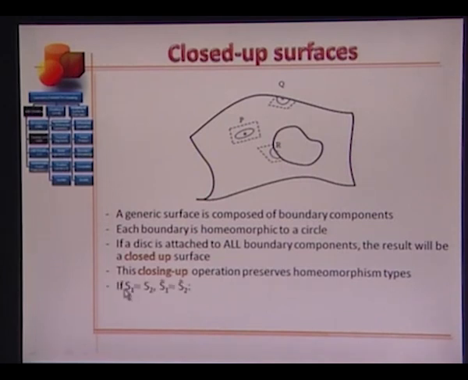The closing up operation preserves homeomorphism types. If surface S1 is homeomorphic to surface S2, S1 cap, the closed up surface of S1, will be homeomorphic to S2 cap, the closed up surface of S2. S cap refers to the closed up surface corresponding to S. Once again, if two surfaces are homeomorphic, their closed up results will also be homeomorphic.